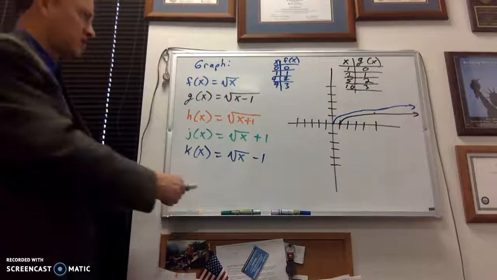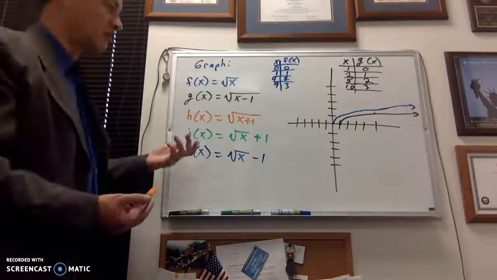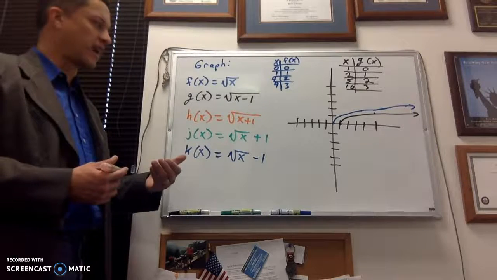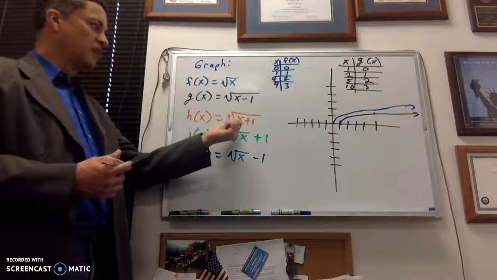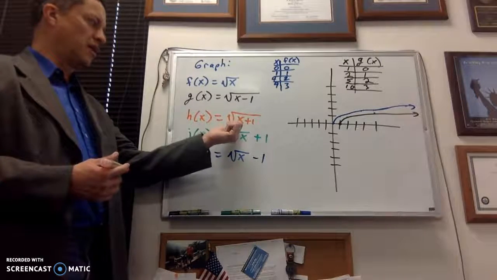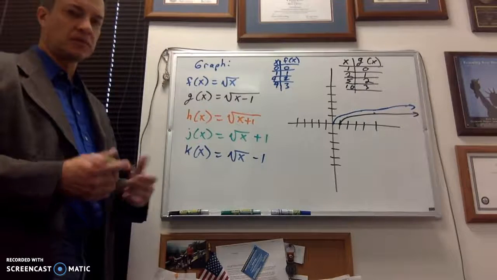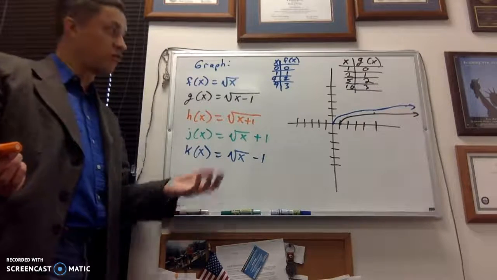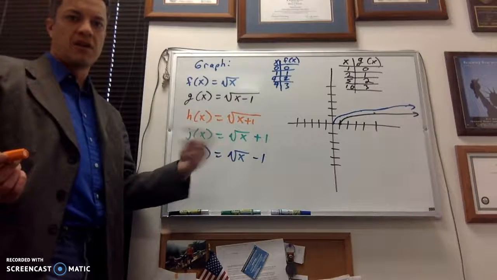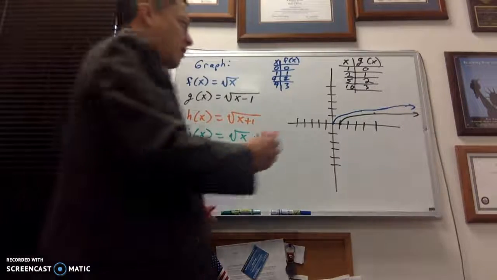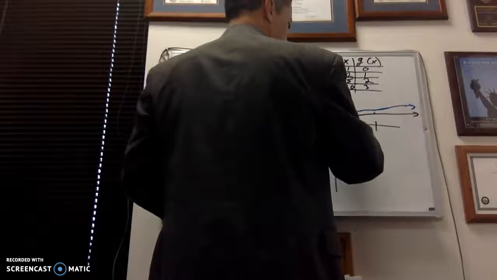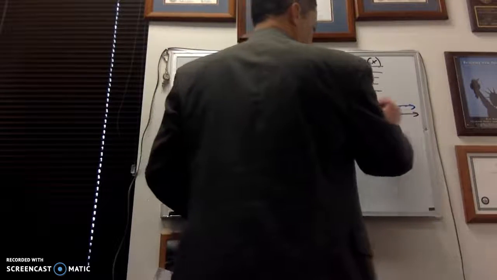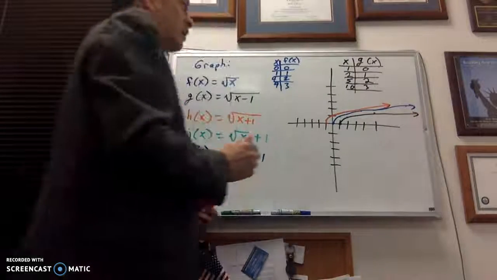So let's look at this h of x. I'm not going to use a table this time. Hopefully you're going to see what's about to happen. It's the square root of x plus 1. Which direction is it going to move my blue graph there? If you said to the left, you are correct. It's going to move everything to the left one place.